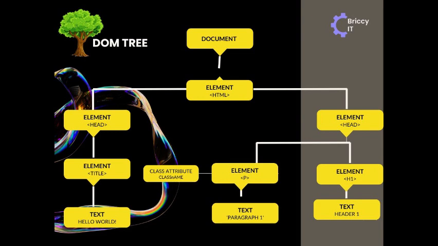The paragraph and h1 tag are also siblings to each other, and the text content inside each of these elements are child nodes. Also, you can see on the paragraph tag we have a class attribute. Attributes such as IDs, classes, styles, etc. are also considered nodes in the DOM hierarchy, but they don't actually participate in these parent-child-sibling relationships. Understanding this parent-child-sibling relationship is crucial to understanding how JavaScript works with HTML.